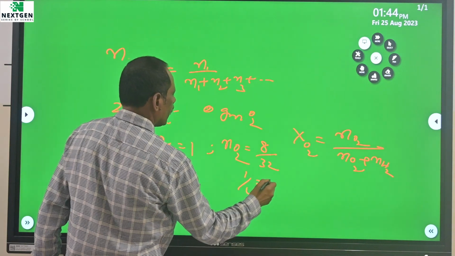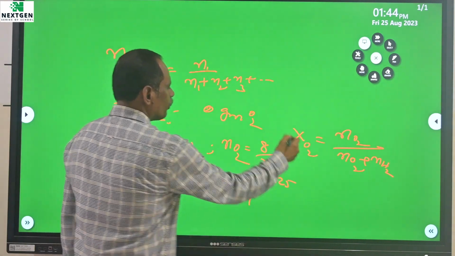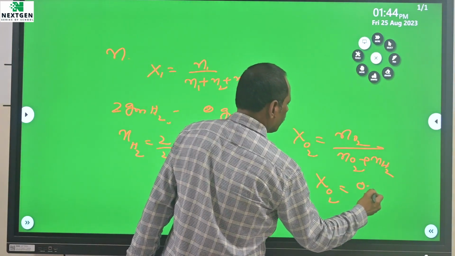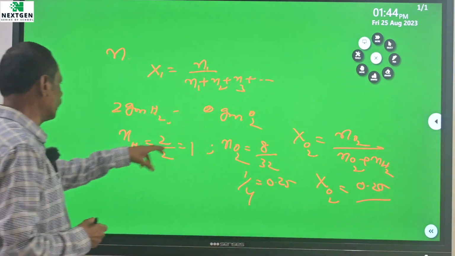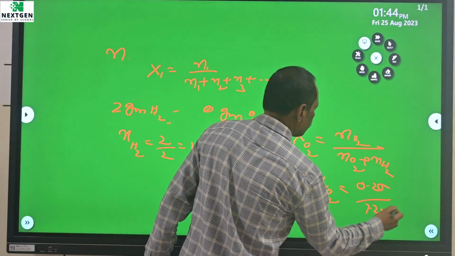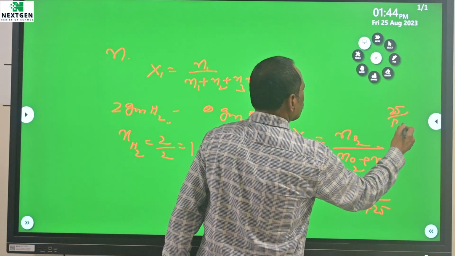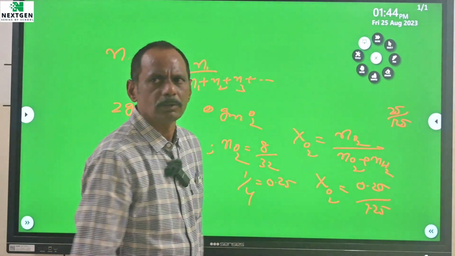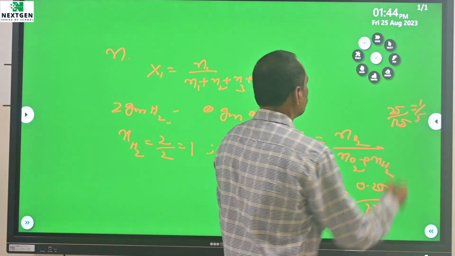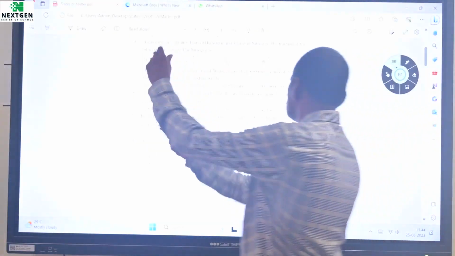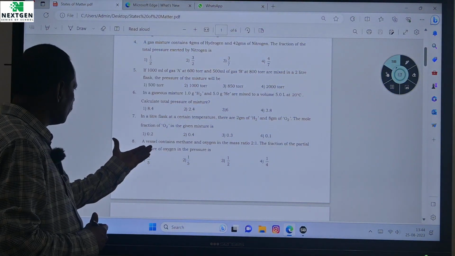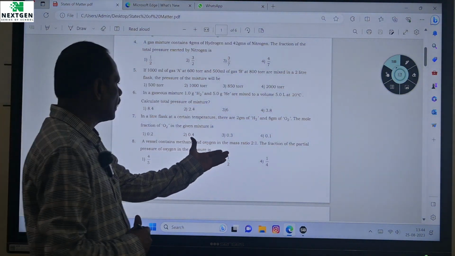Therefore, the mole fraction of oxygen is equal to the mole number of oxygen, 0.25, by the total mole number, hydrogen plus oxygen, that's 1.25. That is 25 by 125, that is 1 by 5 or 0.2. 0.2 is the answer.